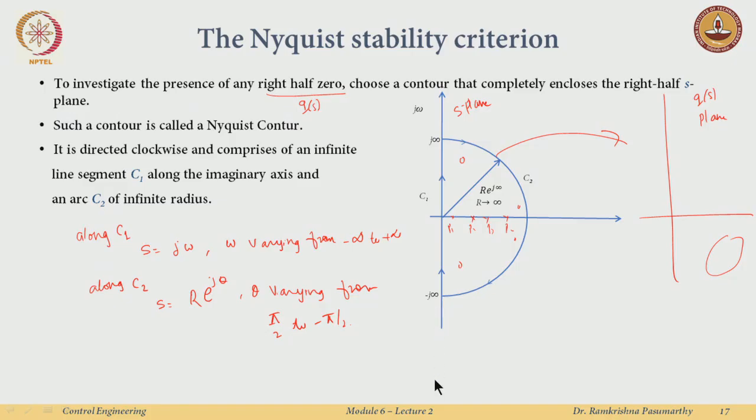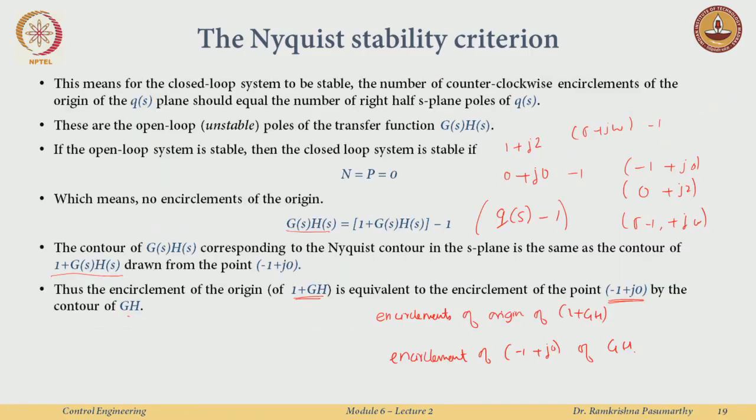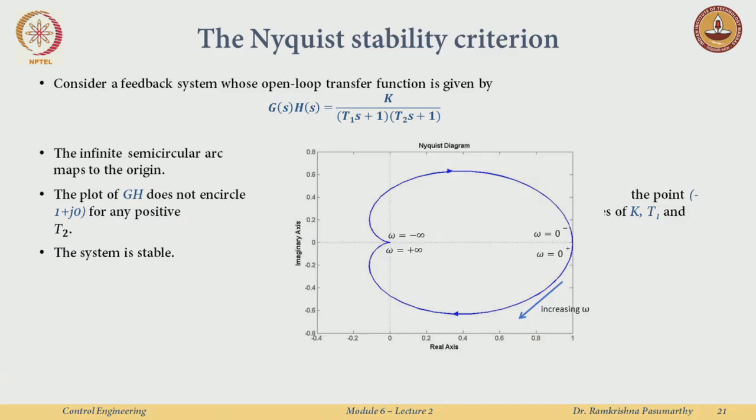Nothing changes, I just have to compute again the angle and the magnitude, or the magnitude and the phase. So for this example, the infinite semicircular arc maps to the origin of the plot of GS. So this is my origin, somewhere here is the point minus 1, it is not even in the graph, so I am nowhere related to minus 1 plus j 0. So what I conclude is that the plot of GH, sorry, there is some distortion here, I will take care of this.